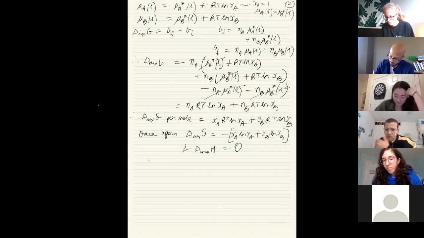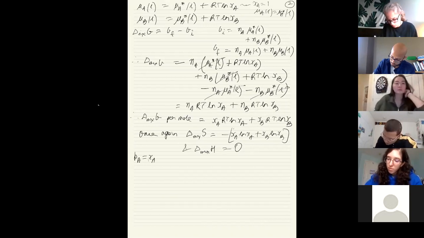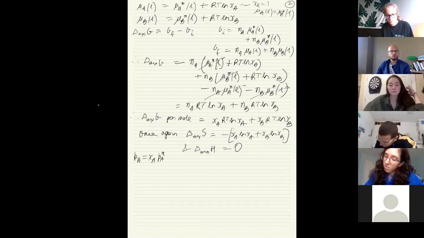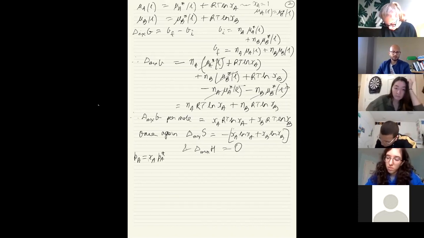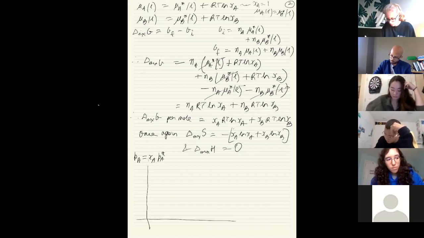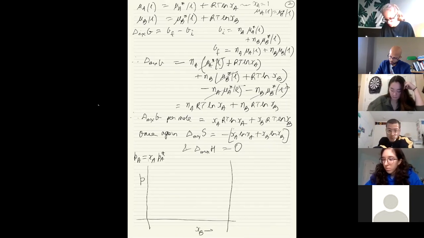So what did we do here? In order to get here, we wrote that PA is equal to XA times PA star. The partial pressure is equal to the mole fraction multiplied by the pressure of the pure species. So we can draw it in a plot that looks like this. We have pressure on the y-axis, and on the x-axis we have XB, which goes from 0 to 1.